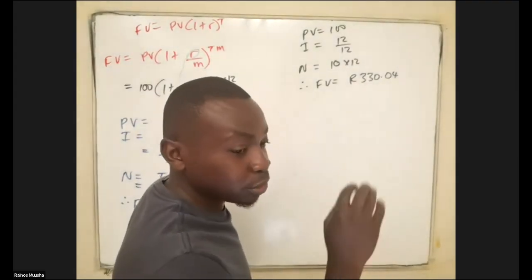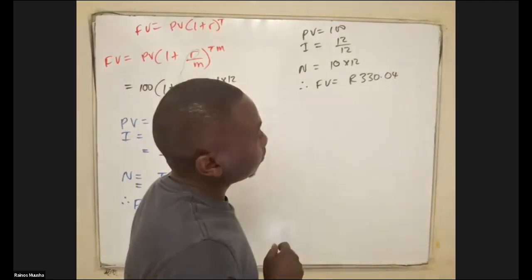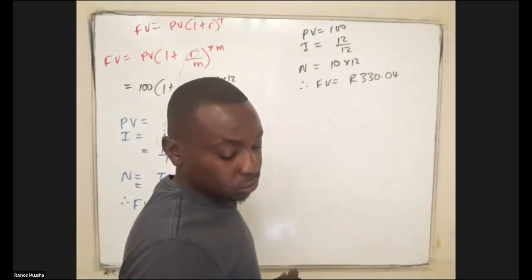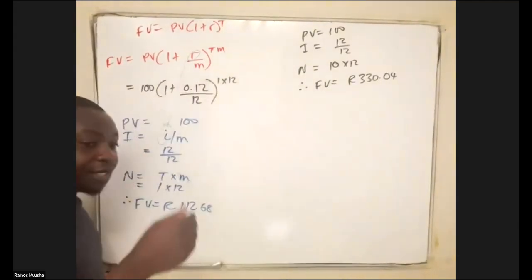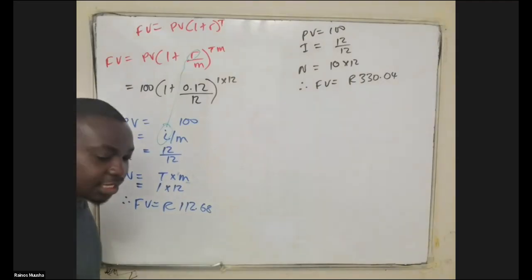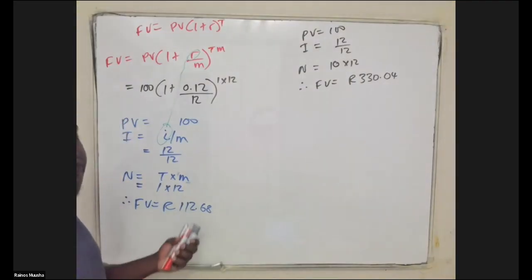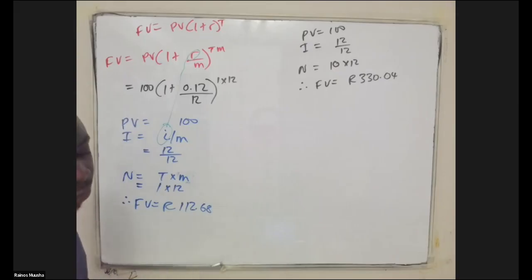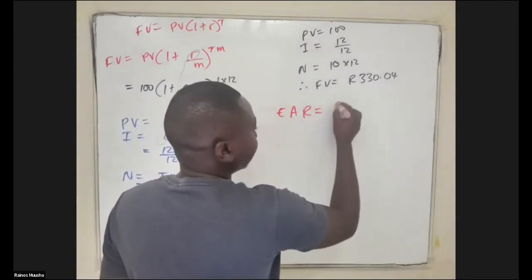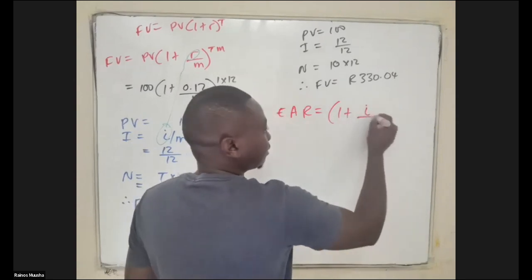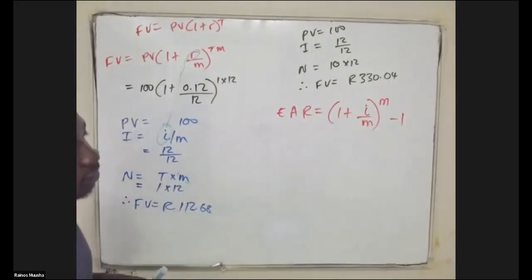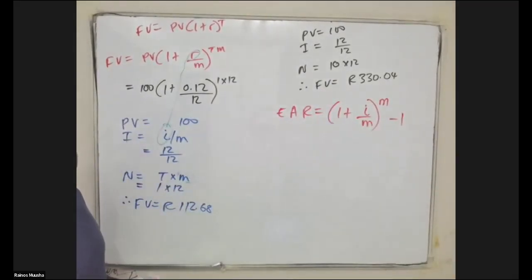Because remember, your interest is the difference between your future value and your present value. But now, how much interest are you paying? 30 Rand, 4 cents. So the more times you're compounding, the more interest you're paying, because the future value is higher. So when you want to find out exactly what the effective rate of interest is that I'm paying, depending on how many times I'm compounding, your effective annual rate of interest is given as 1 plus your nominal interest divided by the number of times you're compounding, to the power of the number of times you're compounding, minus 1. So this will give you the effective annual rate of interest.